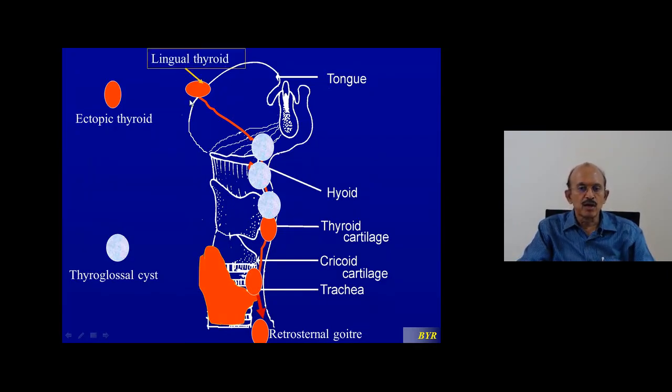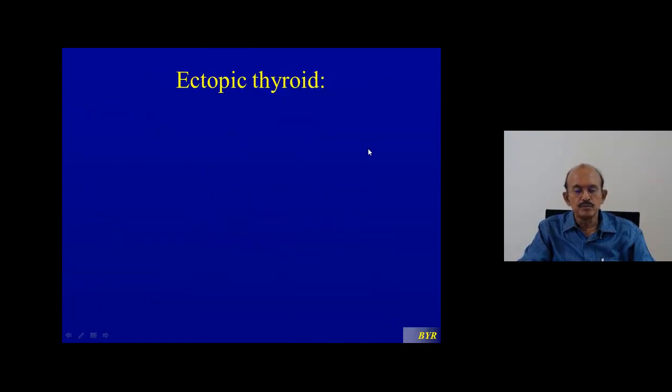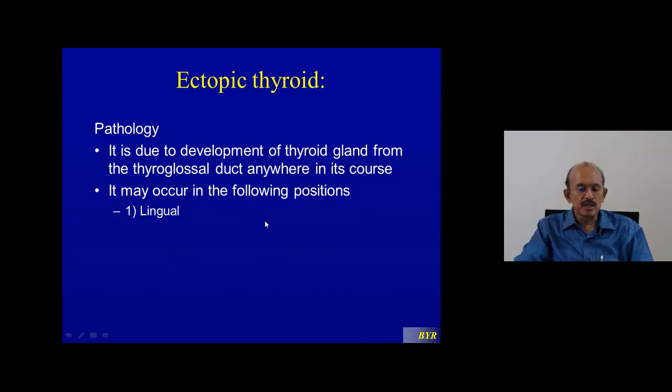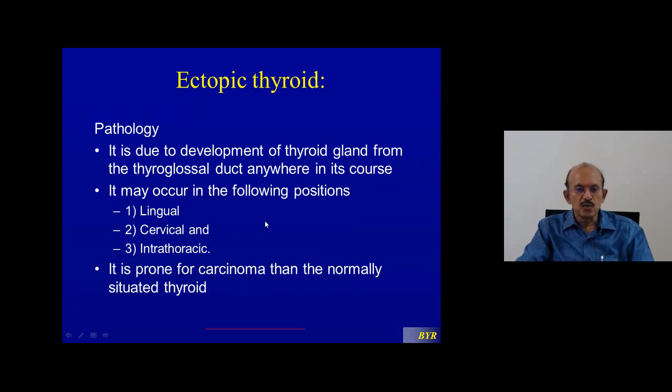If it develops at the foramen cecum, it is called the lingual thyroid. If it develops over the isthmus of the thyroid gland, it is called the pyramidal lobe. Ectopic thyroid is due to the development of thyroid gland from the thyroglossal duct anywhere in its course. It may occur in the following positions: lingual, cervical, and intrathoracic. It is more prone to carcinoma than the normally situated thyroid gland.